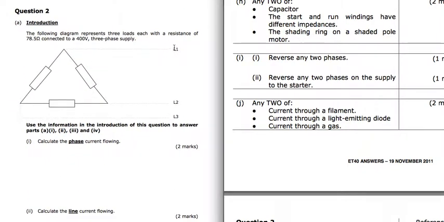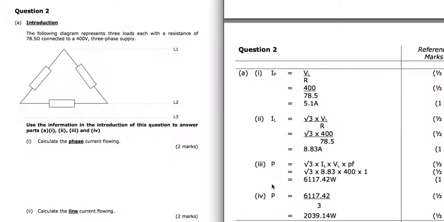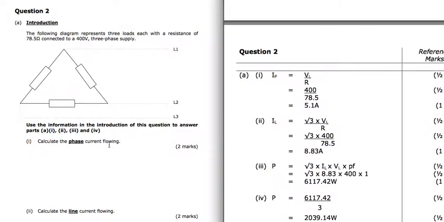Following diagram represents three loads with resistance 78.5 connected to 400 volts. So we've got a balanced delta connection with our three phase. Calculate the phase current flowing. So the current down one of these phases. The current down that phase is going to be our line voltage divided by that resistance. So we've got 400 volts divided by 78.5, which gives us 5.1. So we'd have 5.1 amps flowing down each phase.